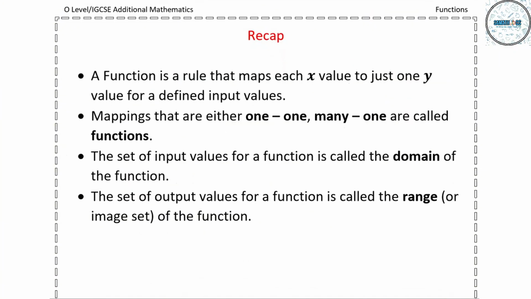A quick recap. A function is a rule that maps each x value to one y value for defined input values. Mappings that are either one-to-one or many-to-one are called functions. The set of input values for a function is called the domain of the function, and the set of output values for a function is called the range or image set of the function. Now you know how to identify functions and find ranges.